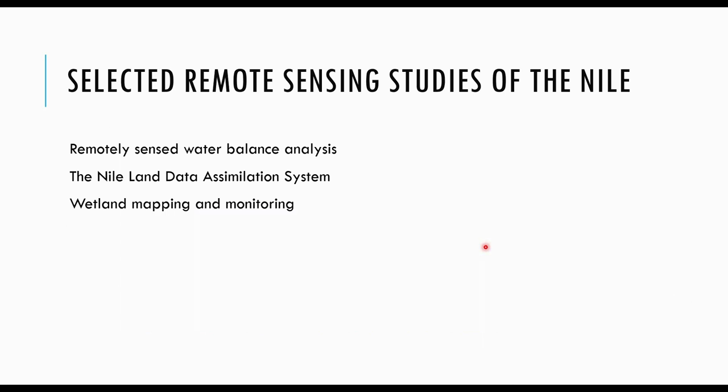So that brings me to an end of what I want to present today. We looked at both the remotely sensed water balance analysis using satellite data, and then also integrating those satellite data into a land data assimilation system. And finally, at least one case study in wetland mapping and monitoring, where we looked at an area where we have a lot of challenges in doing hydrologic estimates, but can try to address those challenges using remote sensing.